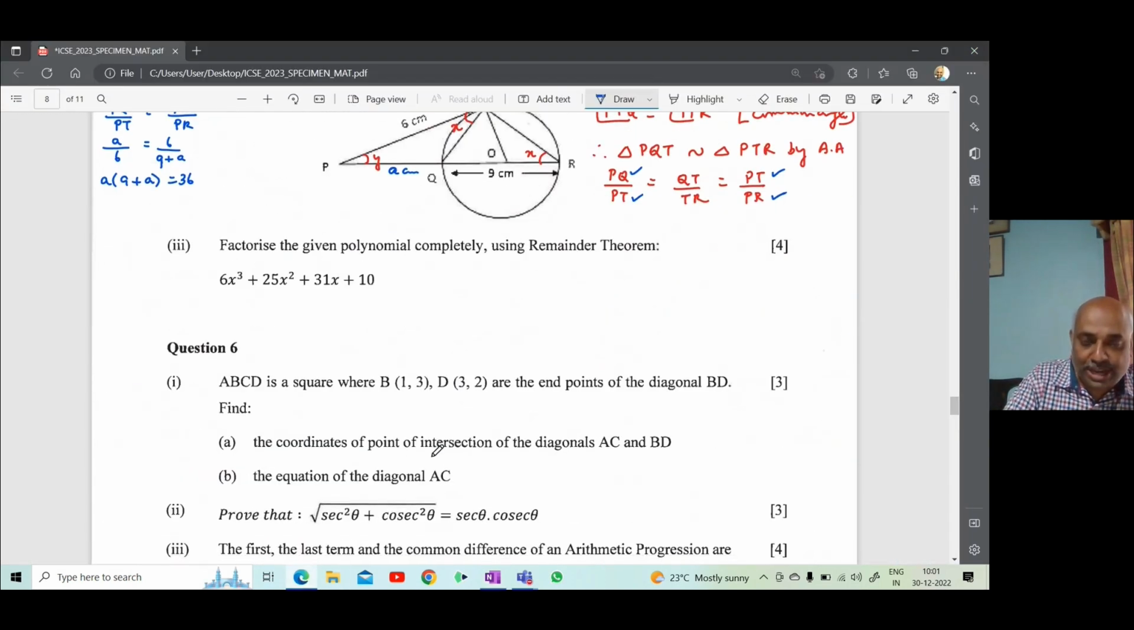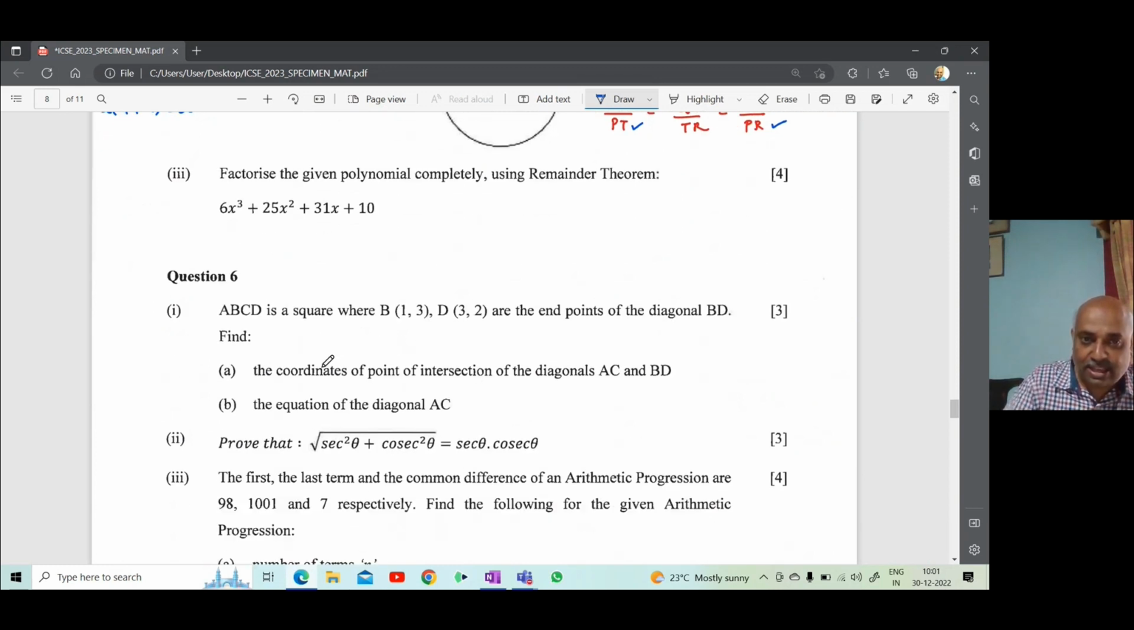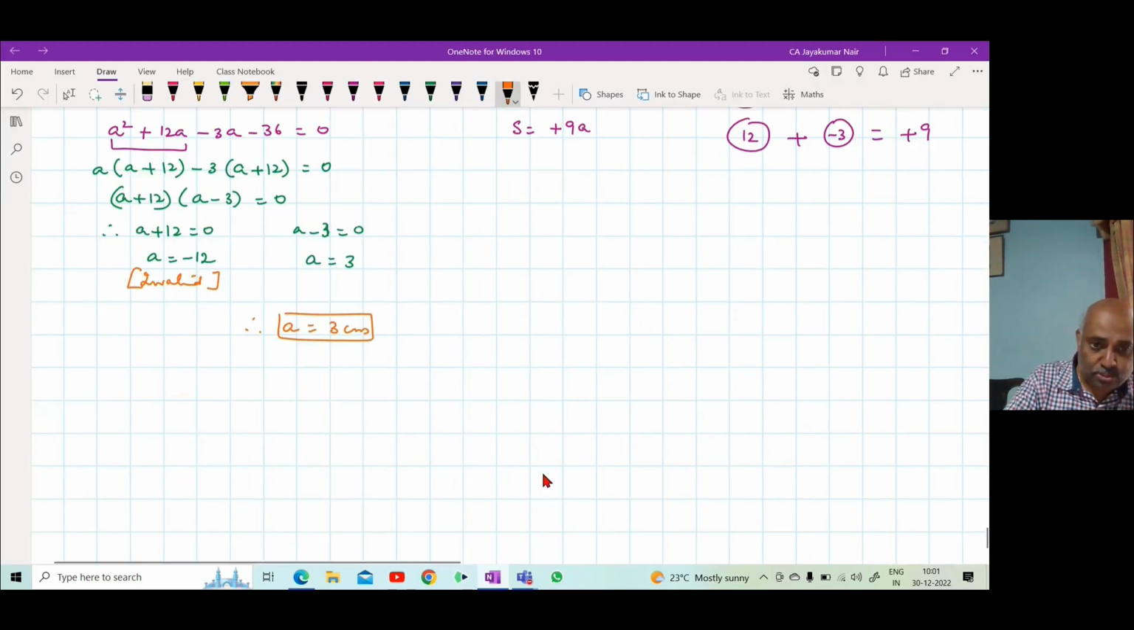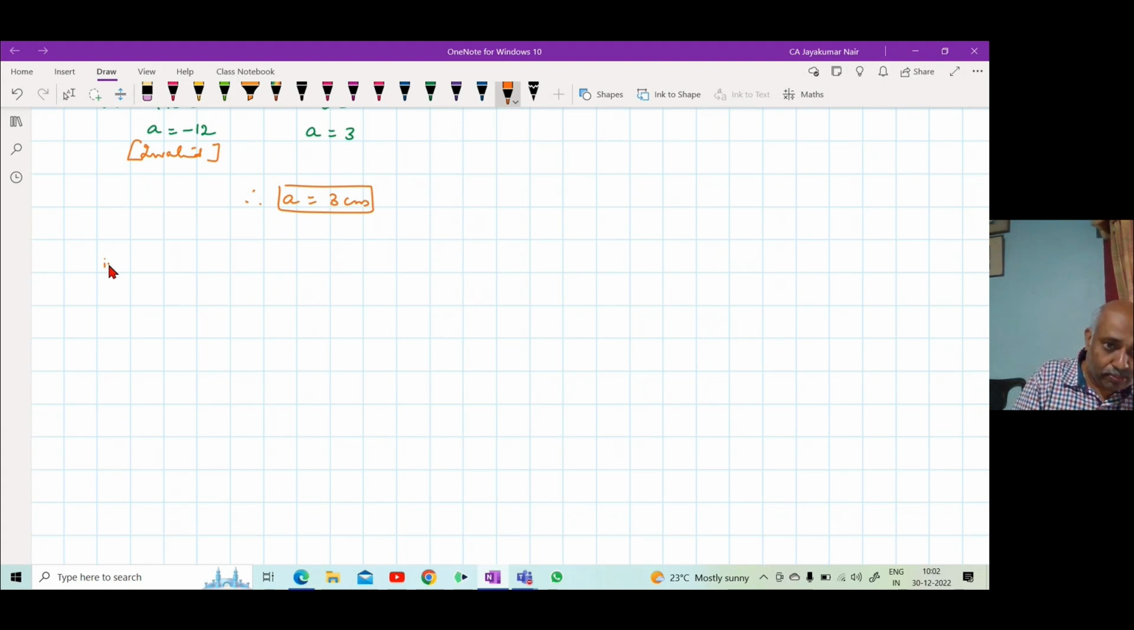So moving on to the next one: factorize the given polynomial expression completely using the remainder theorem. So we have to use the remainder theorem and factorize this expression. So what do we do? First, copy the expression as it is. What is the expression? It is 6x cubed plus 25x squared plus 31x plus 10.